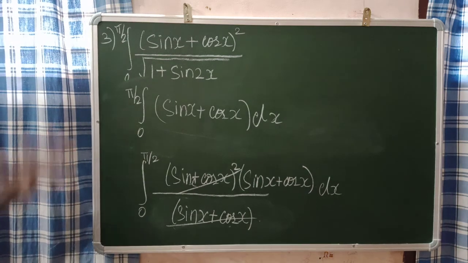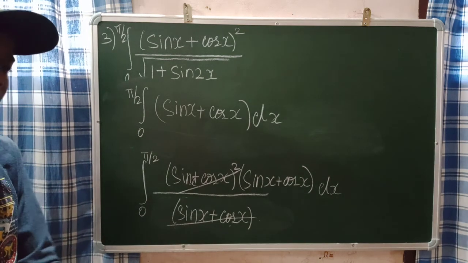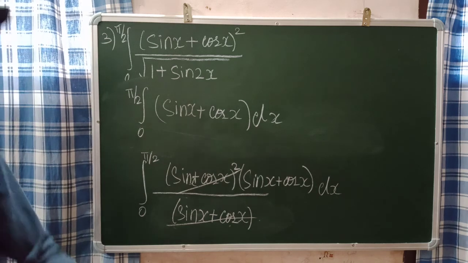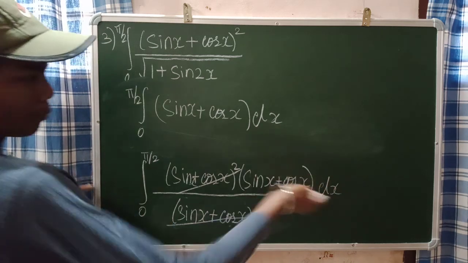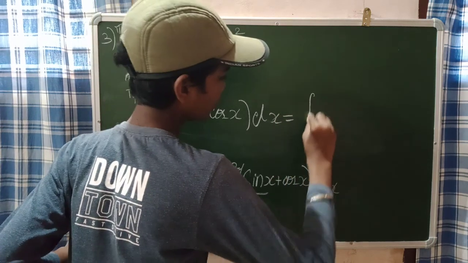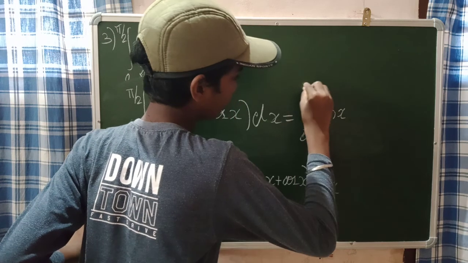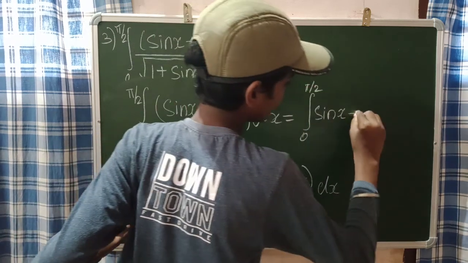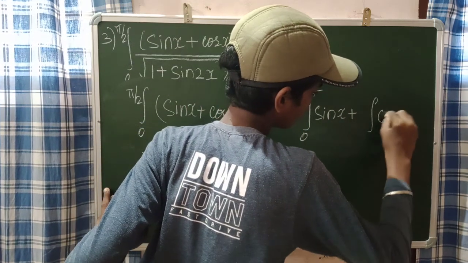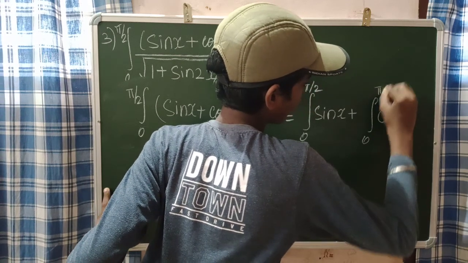If I forgot to put the dx in the previous expression, don't blame me. That may be a mistake, but it's not a problem. So I'm putting dx now. When I split it, what you will get is the integral of sin x from 0 to pi by 2 plus the integral of cos x from 0 to pi by 2. This is what we are having.